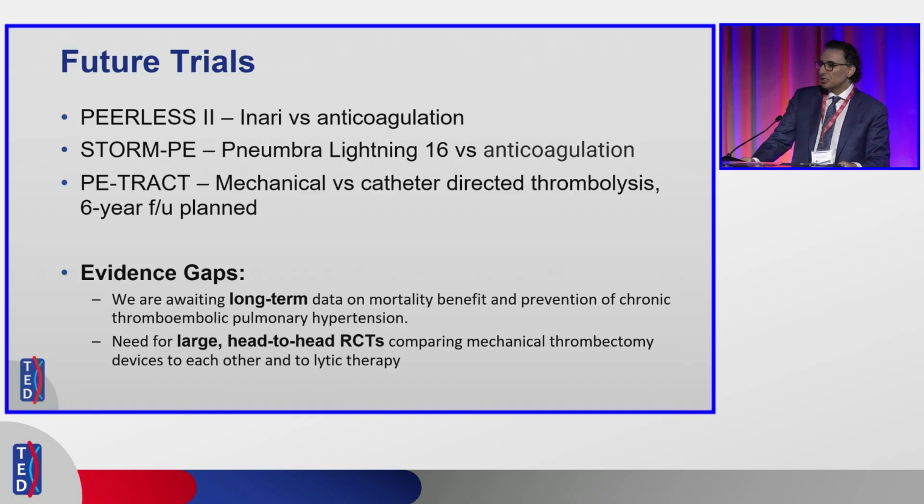So future trials: PEERLESS II doesn't make sense to me. PEERLESS I showed that the Inari was beneficial compared to catheter-directed thrombolysis. It seems like it was done in reverse order, but PEERLESS II is going to compare the Inari versus anticoagulation. STORM-PE is looking at the Lightning 16, which is the largest catheter with Penumbra, versus anticoagulation. And then the PE-TRACT, looking at any available mechanical thrombectomy catheter versus catheter-directed thrombolysis.